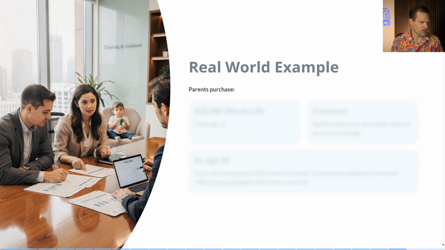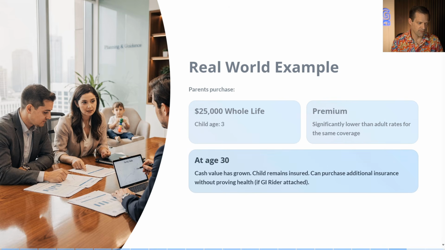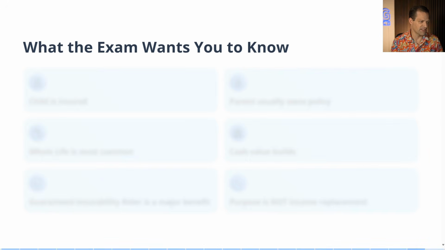So, real world example: parents purchase a $25,000 child whole life plan at 3 years old. The premium is super cheap. And at age 30, cash value has grown. The child remains insured and can purchase additional insurance without proving health if a guaranteed insurability rider is attached.